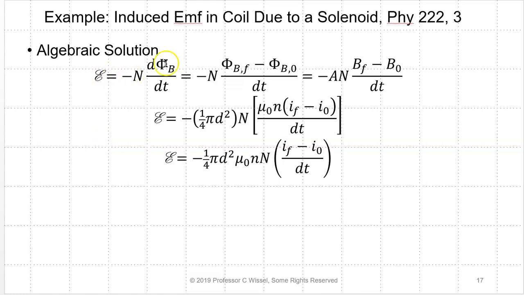Okay, we start putting this together. The EMF is minus N d phi B dt, or minus N times phi B final minus phi B initial divided by the time. So then we end up with minus A N times B final minus B naught over dt. We can pull out the area, which is 1/4 pi d squared, and we can rewrite B as mu naught nI. Then we wind up with the EMF as minus 1/4 pi d squared mu naught little n big N times the quantity I final minus I naught divided by dt.